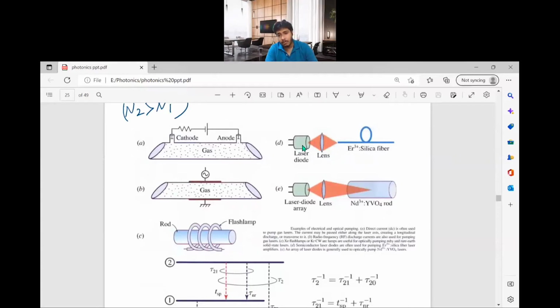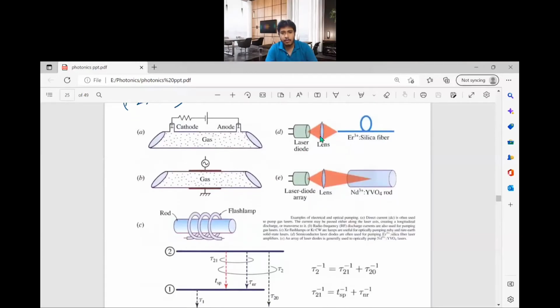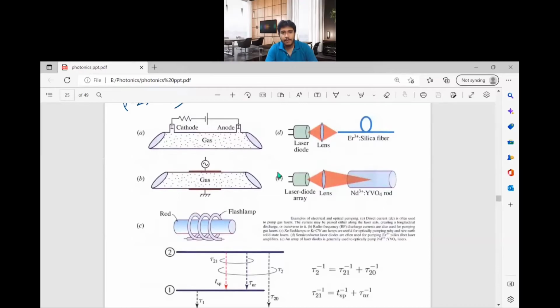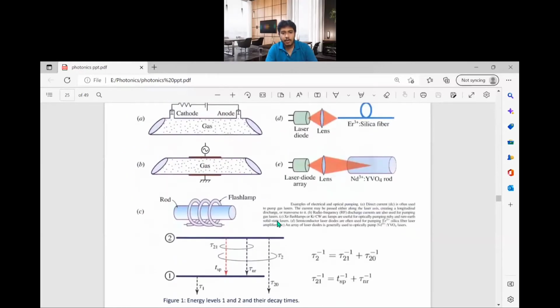You can use a laser diode to pump some other laser, for example a silicon fiber laser. So this laser can be used to pump other materials to cause other lasers as well. So these are the different methods. These two are optical pumping, and these are the electrical pumping. You can use the current, or you can use the RF source.